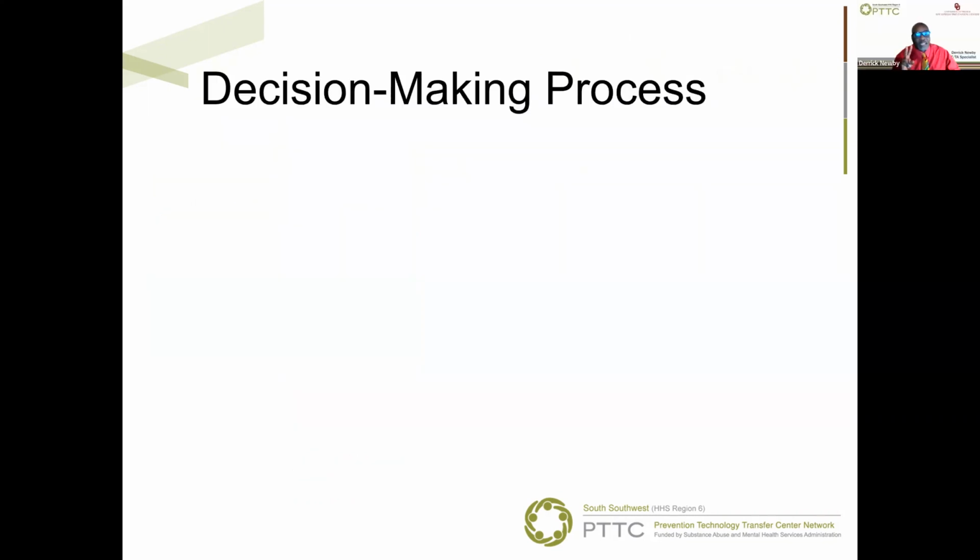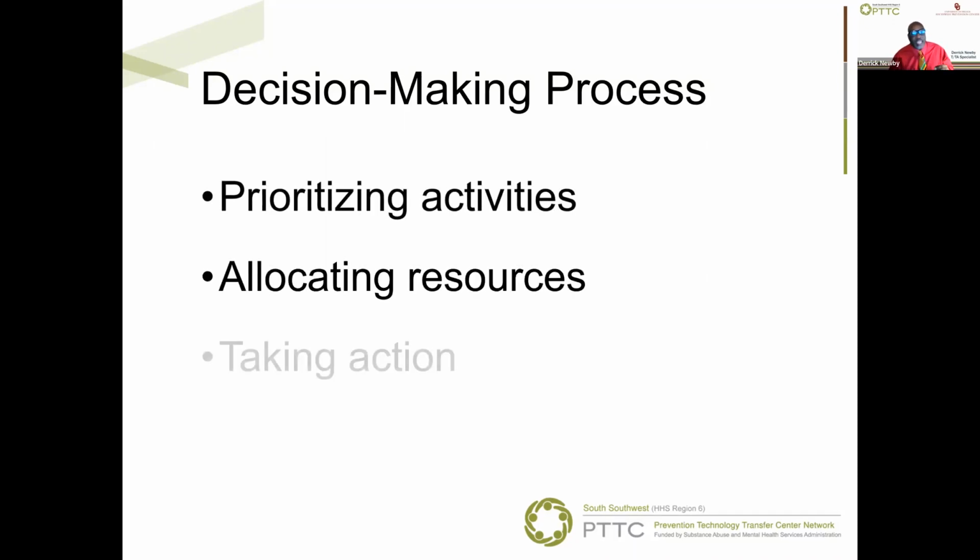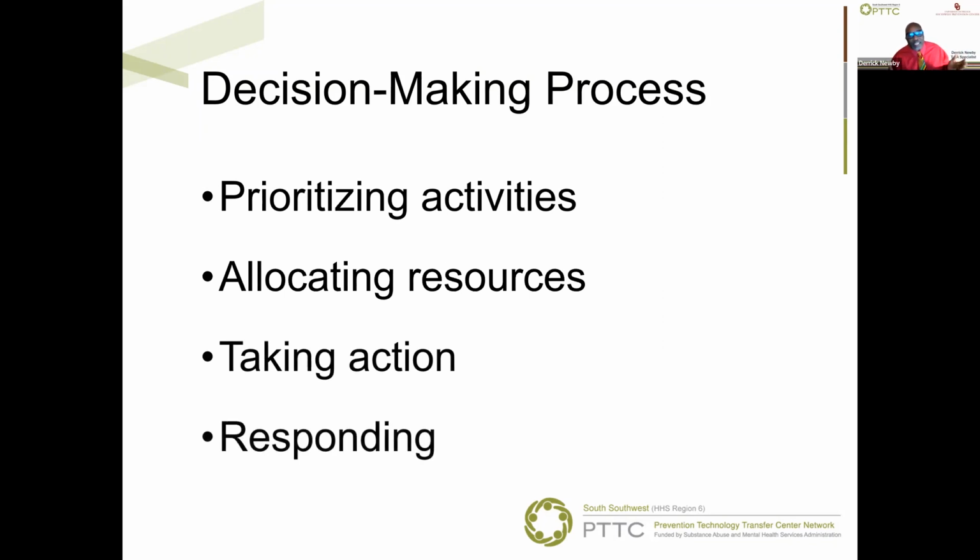The second element that helps a coalition remain focused on its goal is a clearly defined decision-making process within the coalition, because they will face many decisions such as prioritizing activities, allocating resources, and deciding when to take action, and how to respond to a dynamically changing community environment. There are many ways a group can make decisions, including spontaneous agreement, voting, or general consensus.